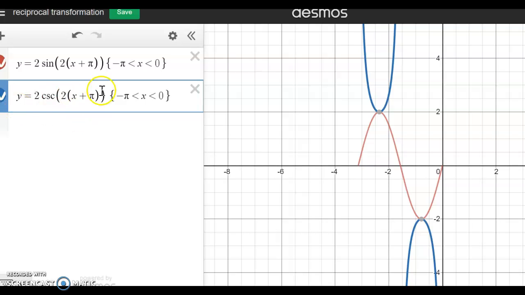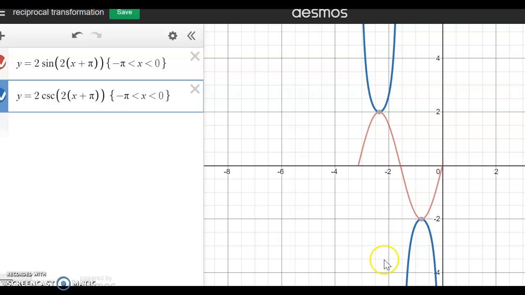It doesn't matter what transformations you're doing. You could have the craziest graph ever of a cosecant function, and all you have to do is replace it with sine of x, graph that sine of x function, and then do your parabolas. Draw your vertical asymptotes. And the same thing works with cosine and secant.